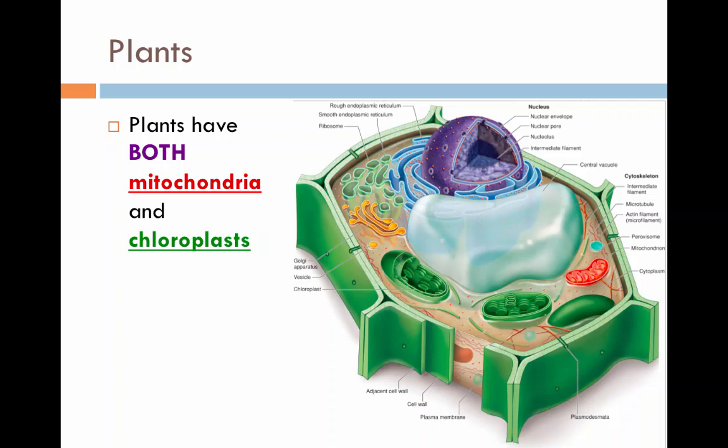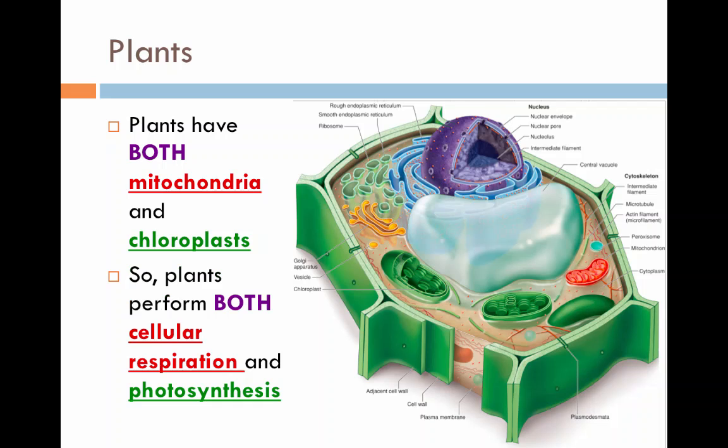The most common misconception that every student has is that animal cells perform cellular respiration and plant cells perform photosynthesis, and that's it. This is not true. Plant cells have both mitochondria and chloroplasts, which means they do both cellular respiration and photosynthesis. So I'm going to say this again. Plant cells do both: photosynthesis because they have chloroplasts, and cellular respiration because they have mitochondria. Animal cells just have mitochondria, so animal cells just do cellular respiration.